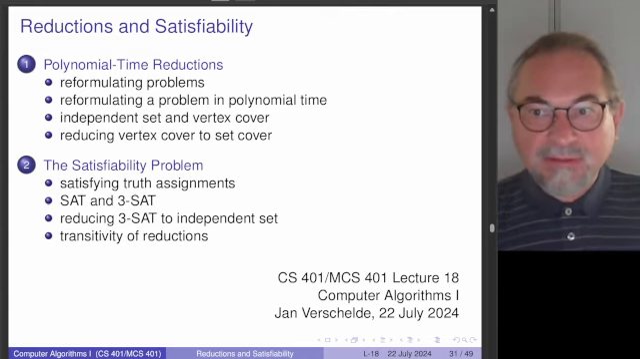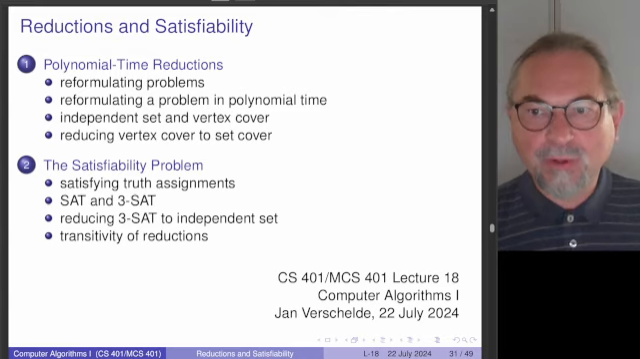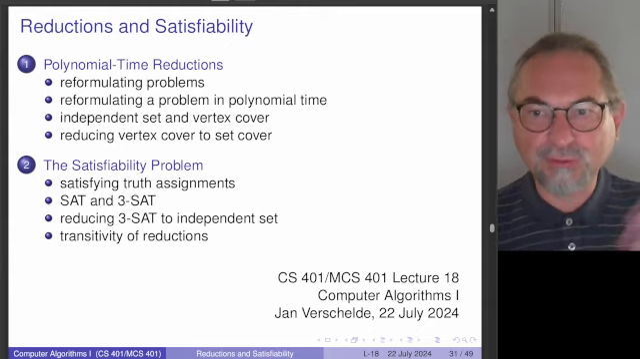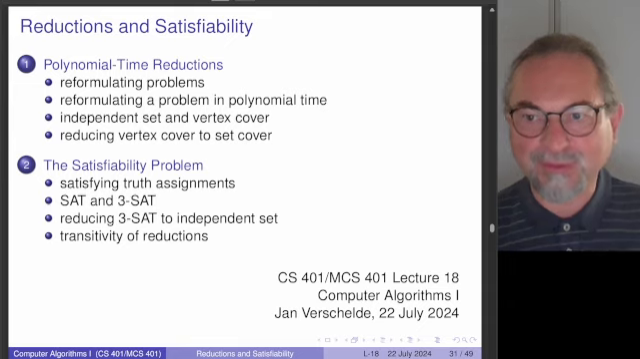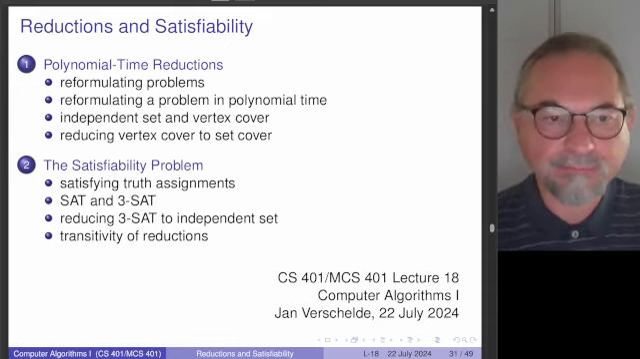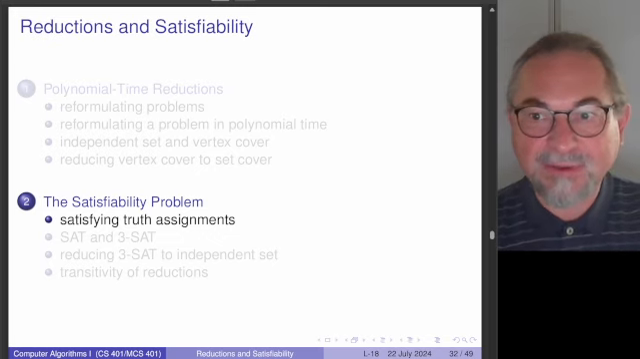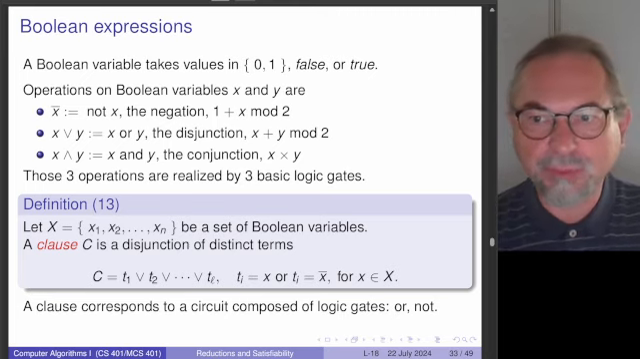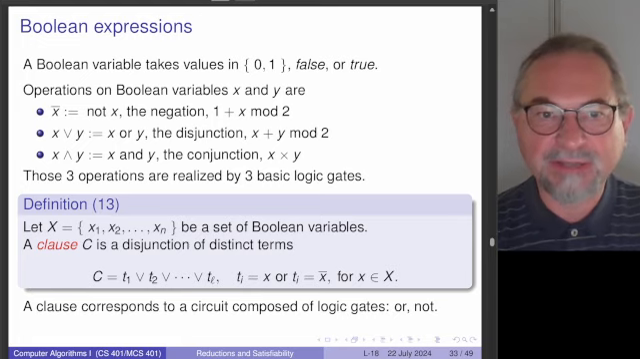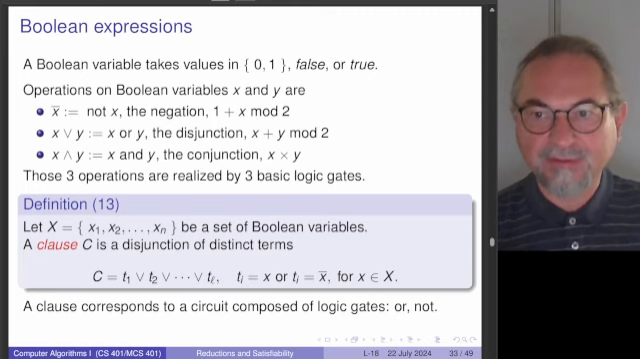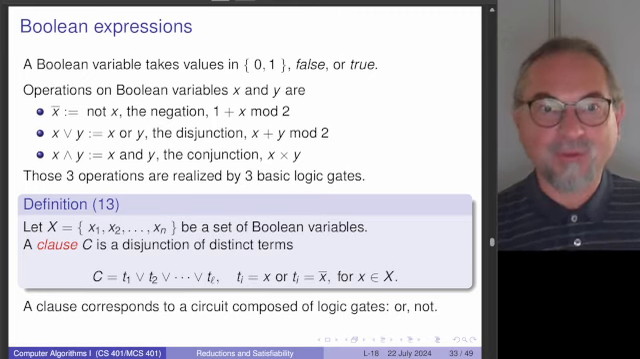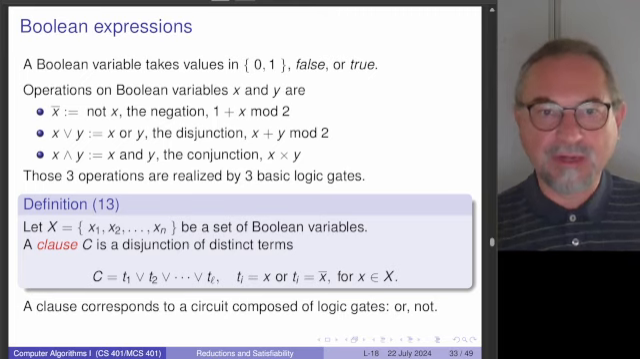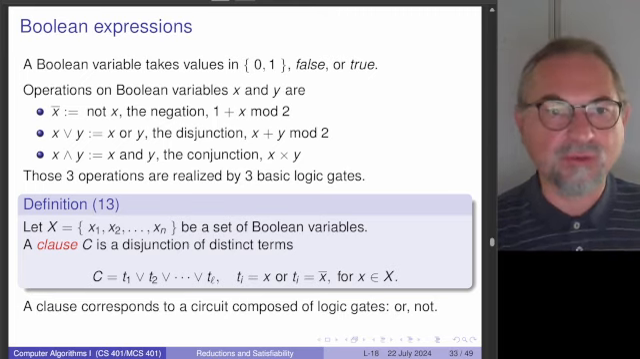So in this second half of lecture 18, we will consider another problem that reduces to the independent set problem that we discussed in the previous part. What is the satisfiability problem? We consider Boolean expressions. Boolean expressions are essentially computations with bits 0 and 1, false or true. So 0 has the interpretation false, 1 is true.